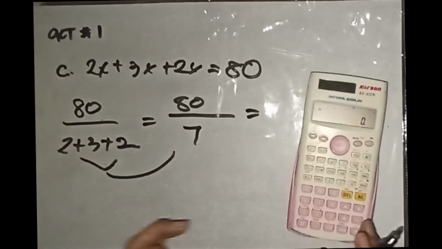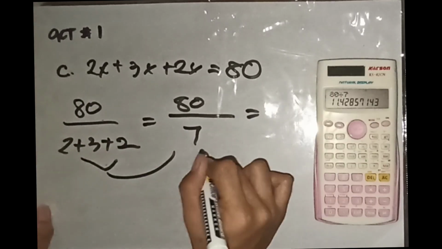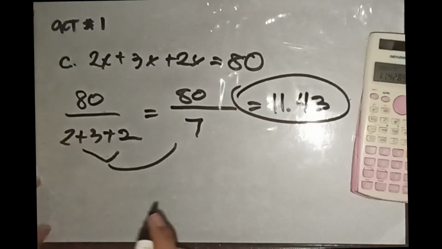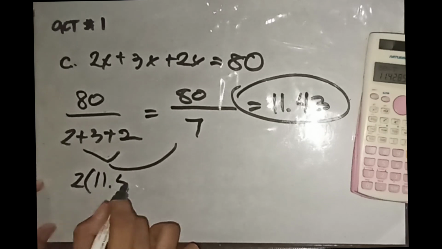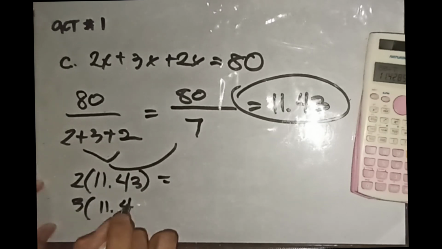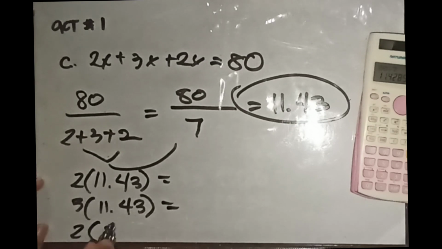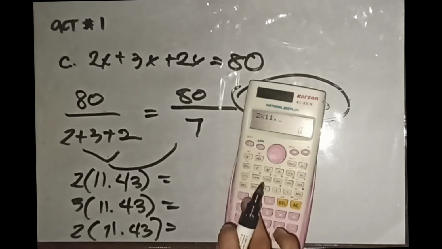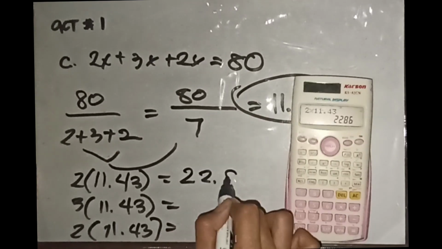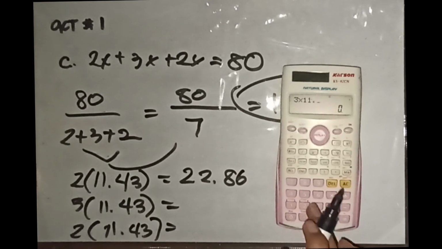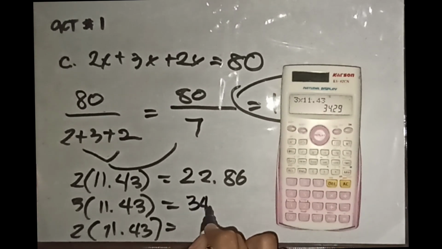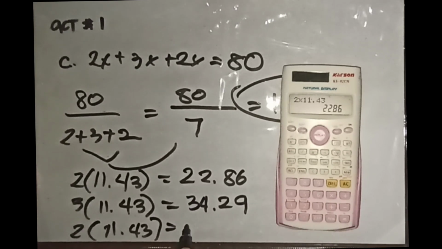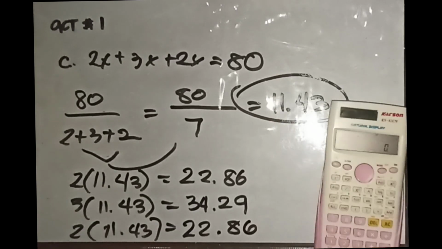For the last part, divide 80 in the ratio of 2 is to 3 is to 2. So, i-add lang natin mga ratio. So, magiging 7. 80 divided by 7 is equal to 11.43. Then, multiply natin sa mga ratio natin. Two times 11.43 is equal to 22.86. And then 3 times 11.43 is equal to 34.29. And then 2 times 11.43 is equal to 22.86.